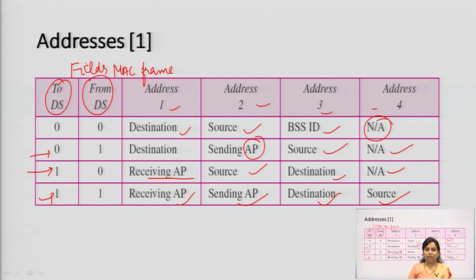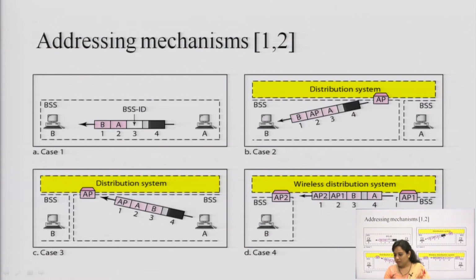So, these are the different set of options, or the variations, depending on the value of To DS and From DS, whether the combination is 00, 01, 10, or 11. Now, next is the addressing mechanism that you can see over here.